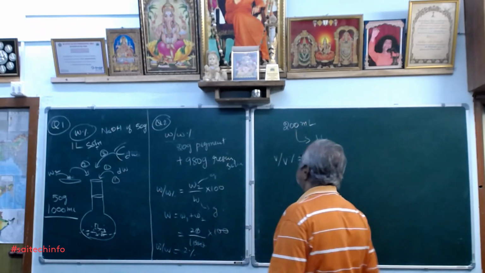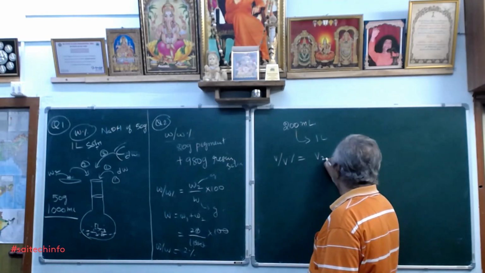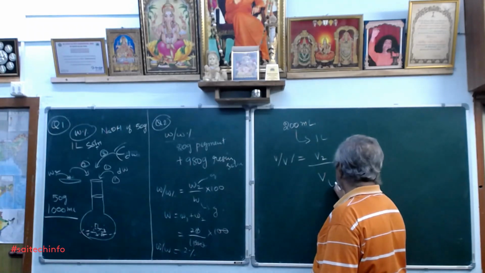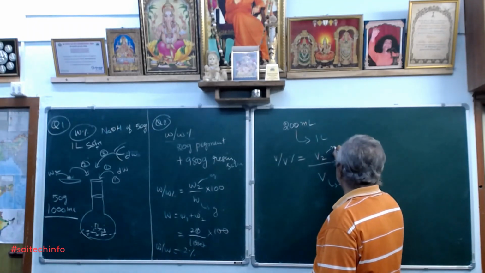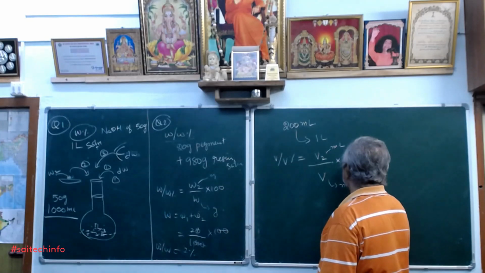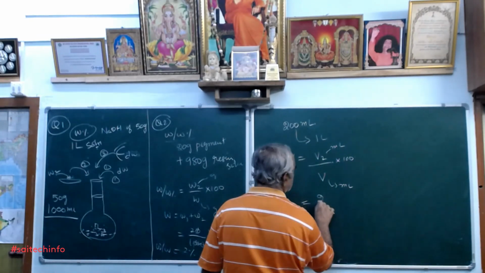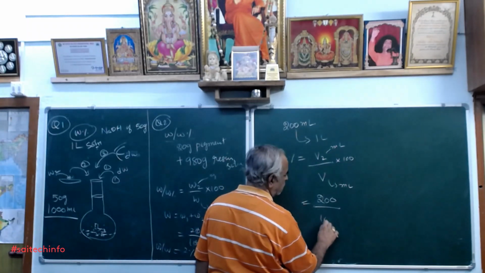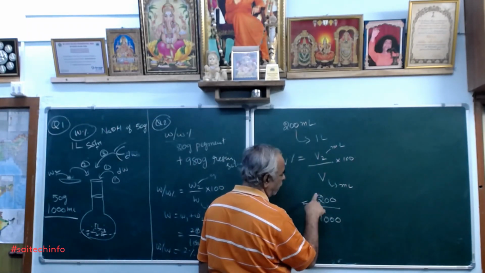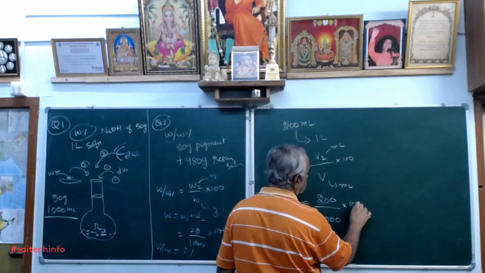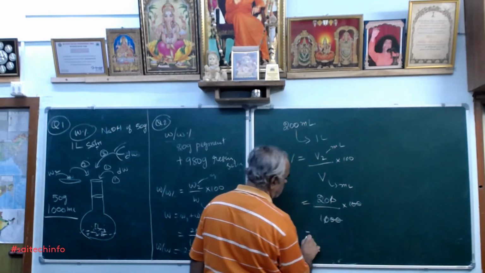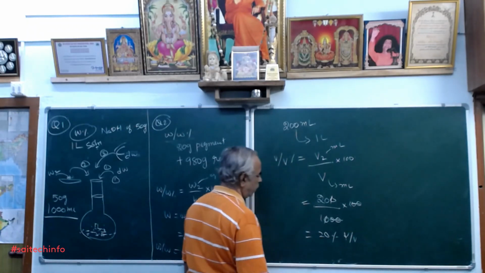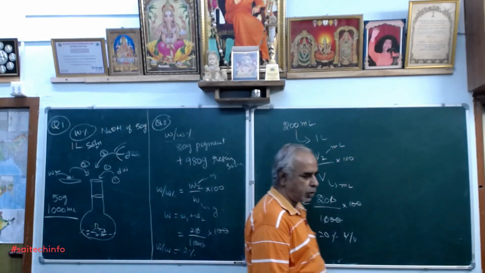Volume by volume percentage is volume of the solute. Here milk is the solute. Volume of the solution in ml into 100. So therefore this is 200 divided by volume of the solution, 1 liter means 1000 ml. You should remember you have to convert this into 100. So you can strike out. So it means 20% volume by volume. Right? So the volume by volume percentage is 20.